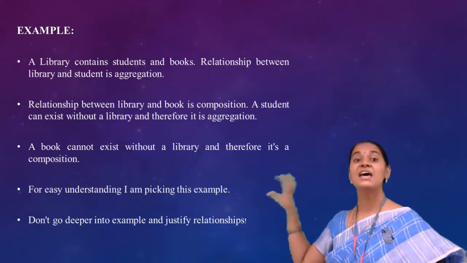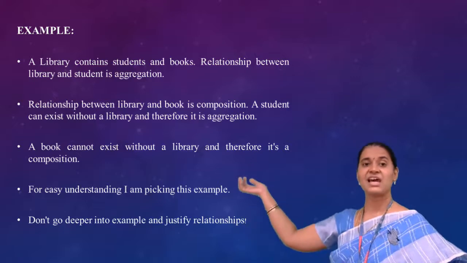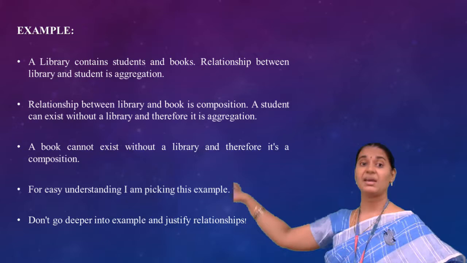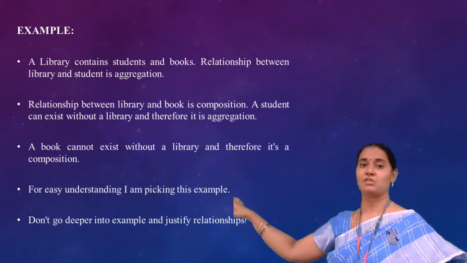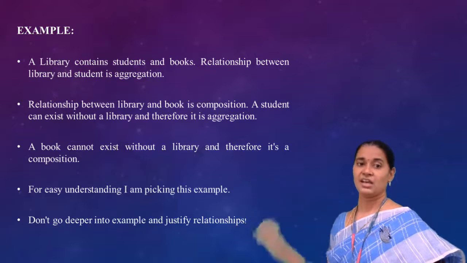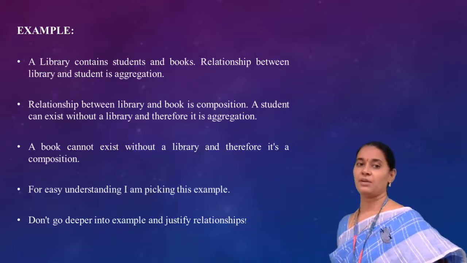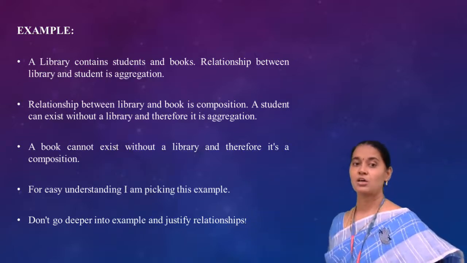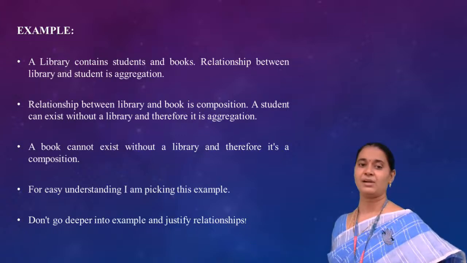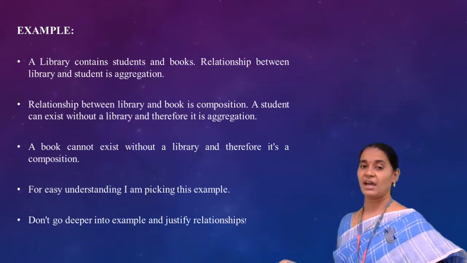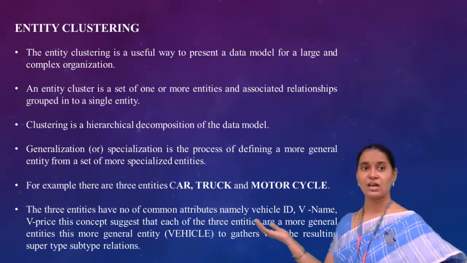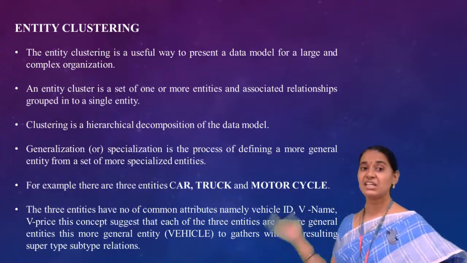In the first line I have written library and students. A student may go or may not go to the library, which is aggregation. Here a book cannot exist without the library and therefore it is called composition. For easy understanding only I have taken this example, so don't go deeper and make a mess of it. Followed by the next topic to be included, entity clustering.